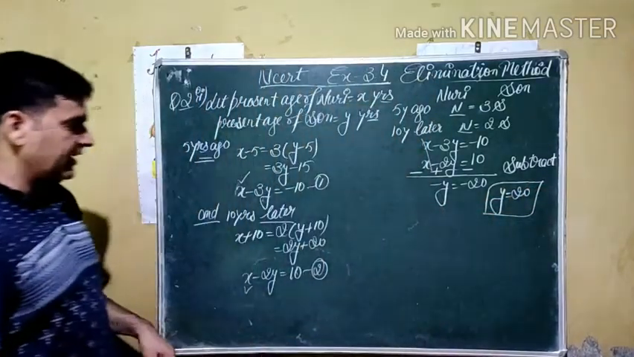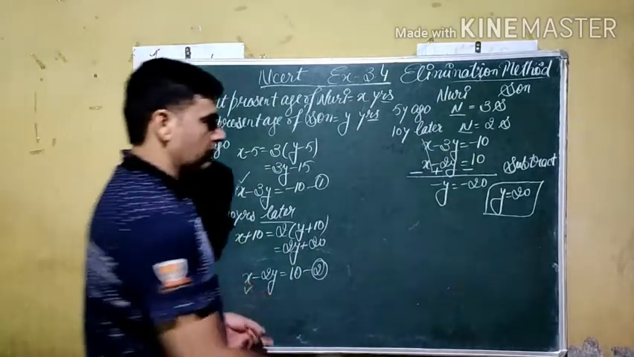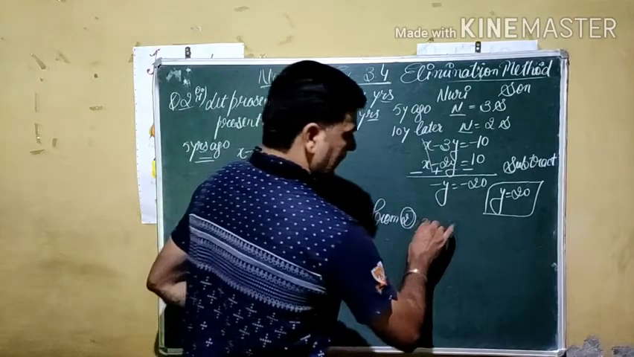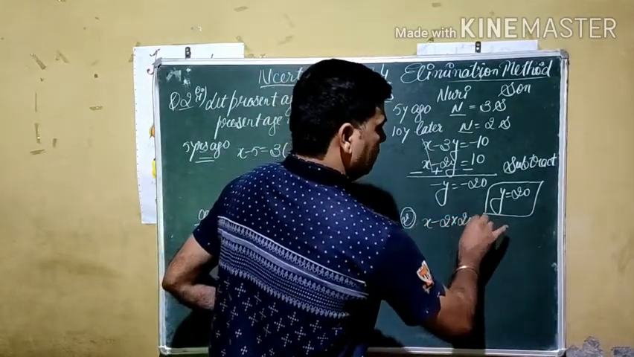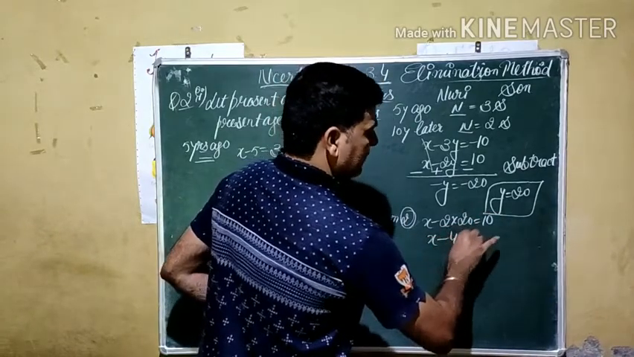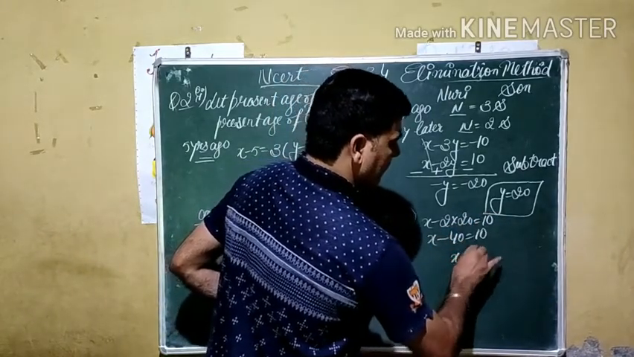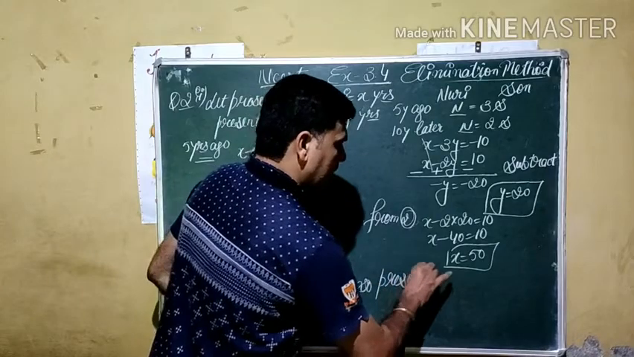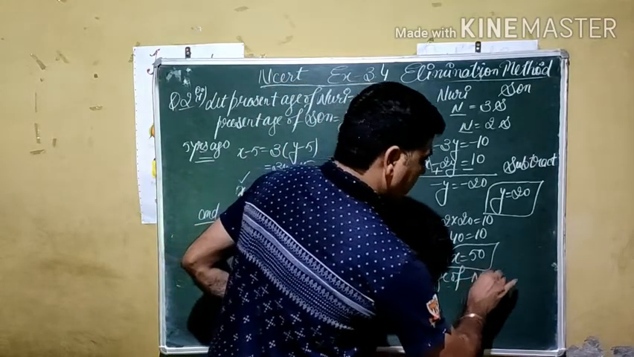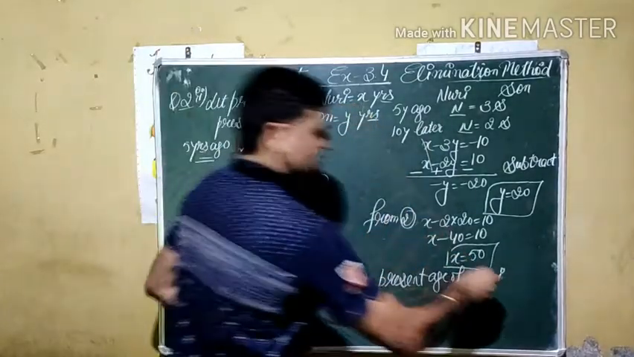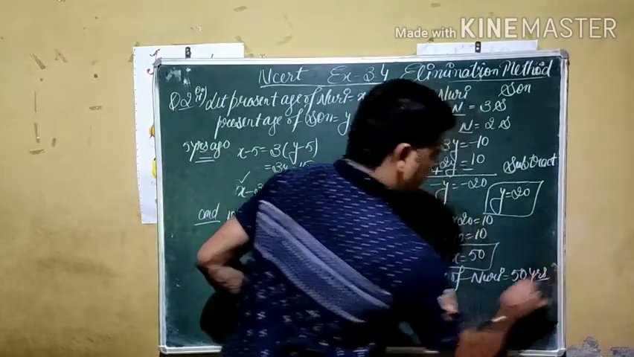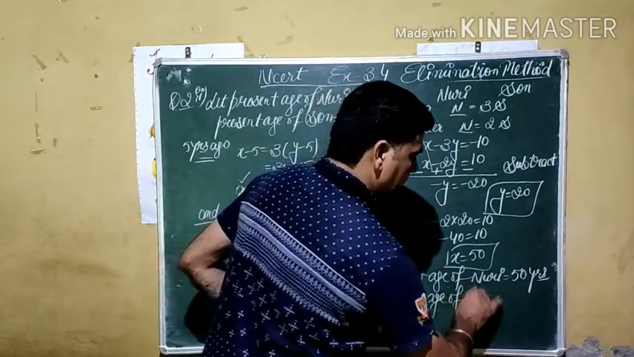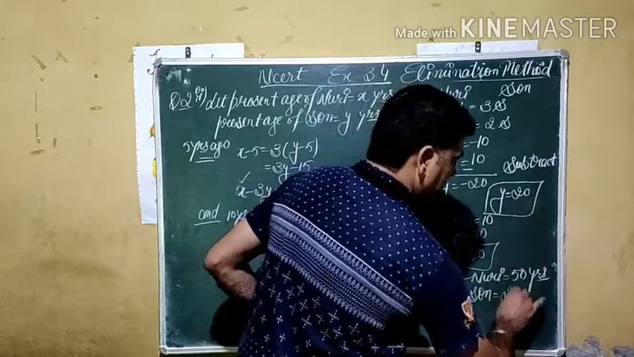If you use the value of y, 20, in equation 1 or 2, we are using equation 2 here. From 2, it is given by x minus double of y is equal to 10. It becomes x minus 40 is equal to 10. On simplifying, we get x is equal to 50. It means the present age of Nuri, which is given by the x value, is 50 years. And the present age of Sun, which is given by y, is 20 years.